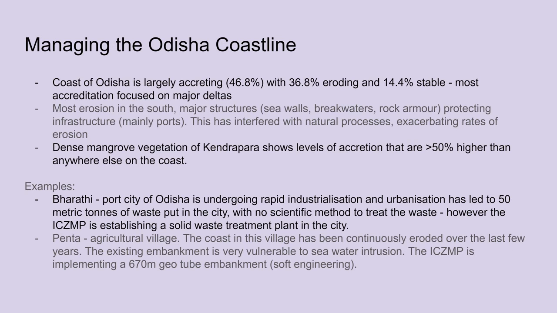Managing the Odisha coastline. The coast of Odisha is largely accreting at 46.8%, with 36.8% eroding and 14.4% stable. When you're using this in a case study, you can just round the numbers. It's probably easier. Most accretion is focused on the major deltas. Deltas are defined as rivers splitting into smaller ones before entering the sea. Most erosion is in the south.